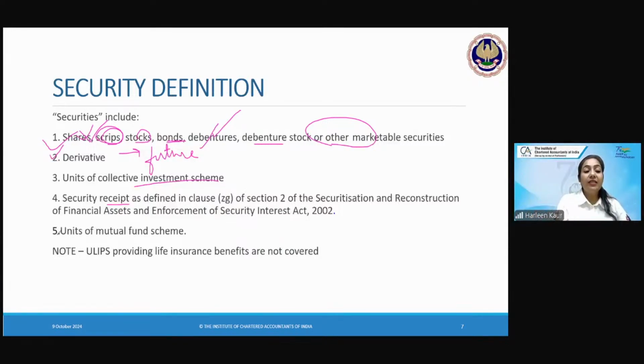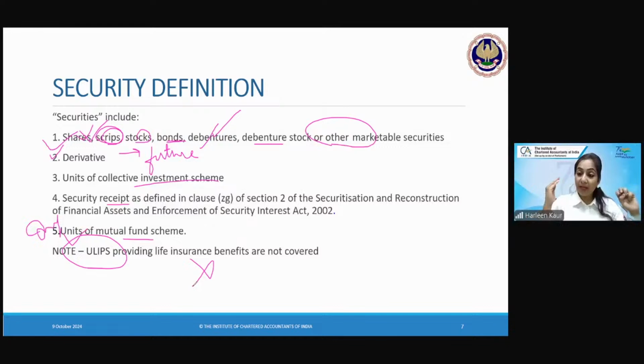Another interesting thing, and this is important: units of mutual funds. When you invest in a mutual fund, that is also security. But ULIPs are not part of security. Here is where the MCQ will come. He will ask you, are mutual funds part of securities? Yes, ma'am. Are ULIPs also part of securities? No, ma'am. ULIPs are unit linked insurance plans.